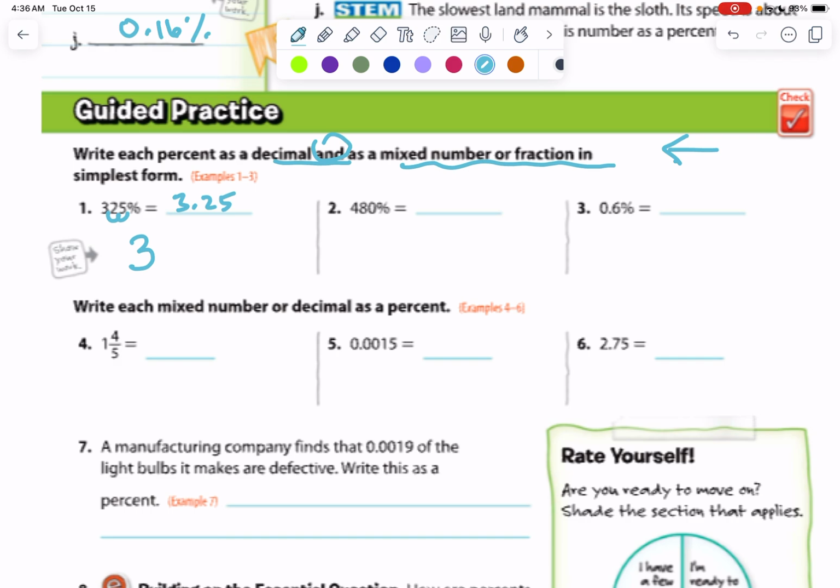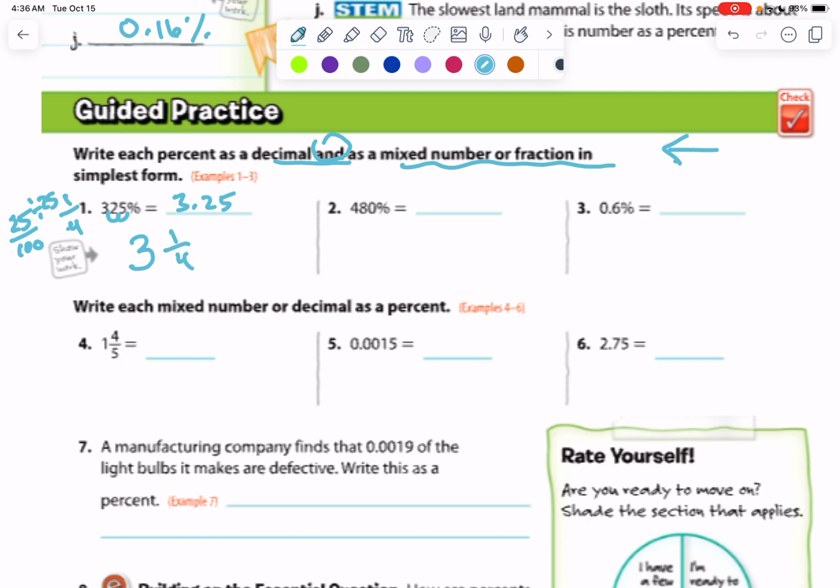Let's see here. 25 hundredths. Oh, it's already in hundredths. So 25 hundredths. Oh, we got to simplify. So these are divisible by 25. Divide by 25, you get 1. Divide by 25, you get 4. I got to erase this. All right, so that's 1/4.